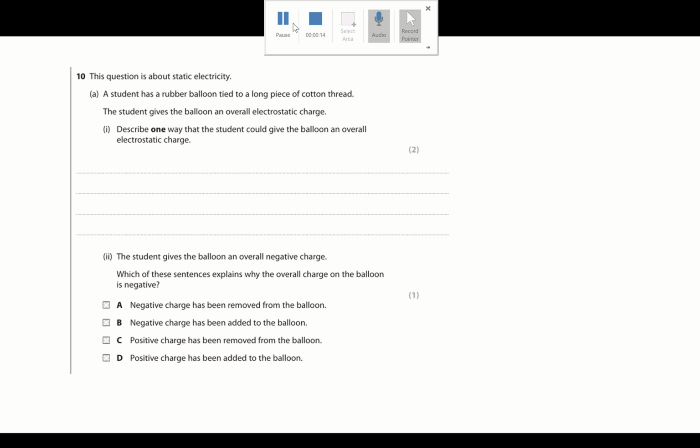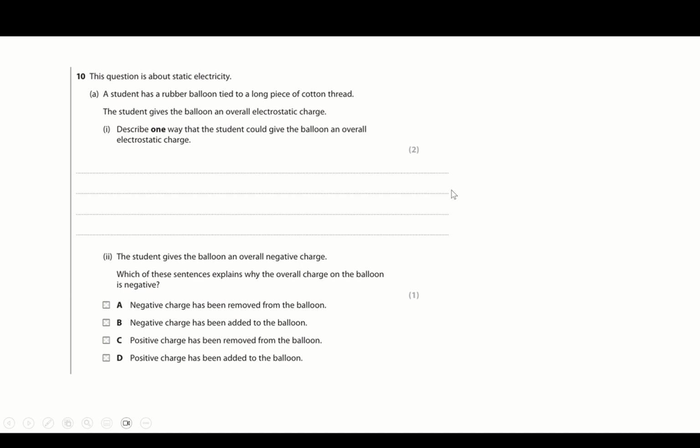A student's got a rubber balloon tied to a piece of cotton thread. Give one way that we could give the balloon electrostatic charge. So crucial part, let's get an insulator. Let's rub that balloon and let's move electrons from one place to another. So we're going to charge by friction.